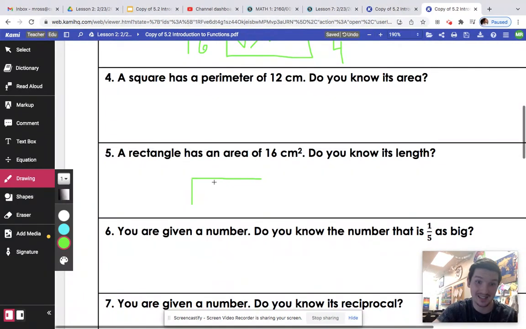You could do 1 and 16, right? There's one option. Another option, because remember, area is length times width, is you could do 2 and 8. And that would give us 16. There's another option, okay? Because there's automatically already 2 there, this is also a no answer, okay?